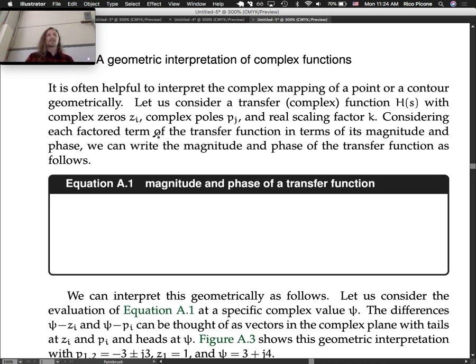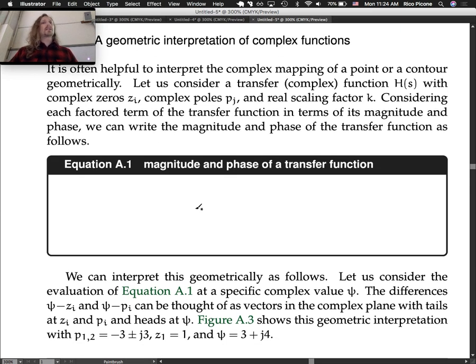Okay, consider each factored term of the transfer function in terms of its magnitude and phase.